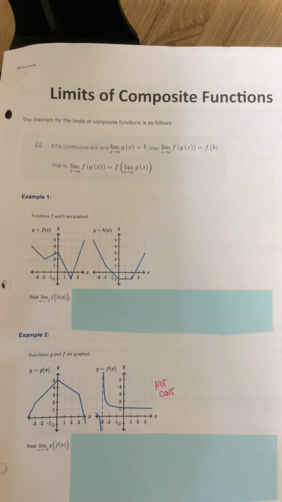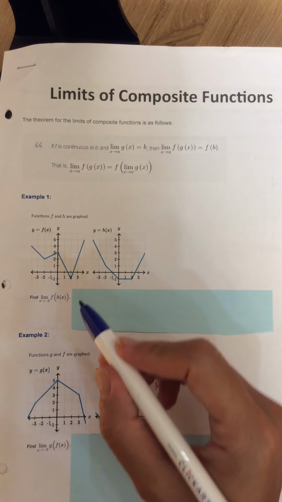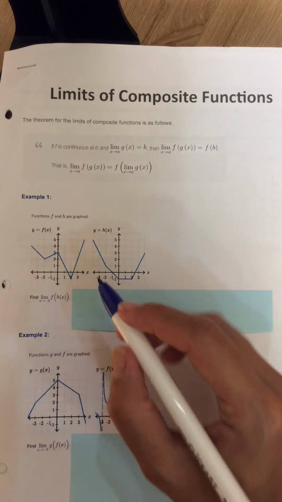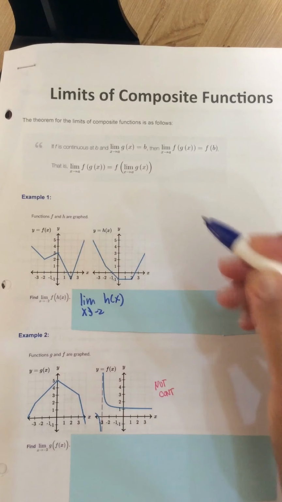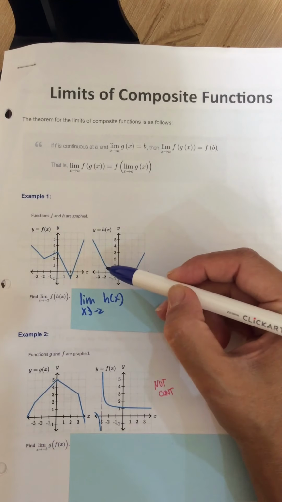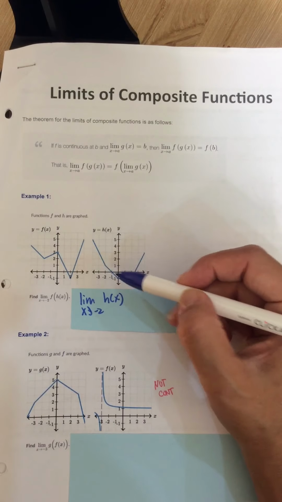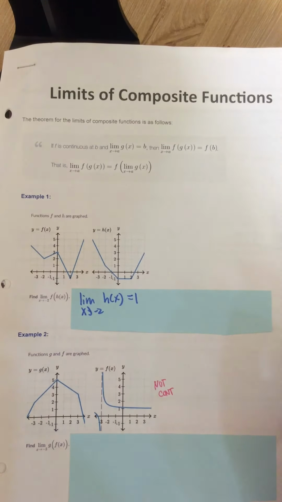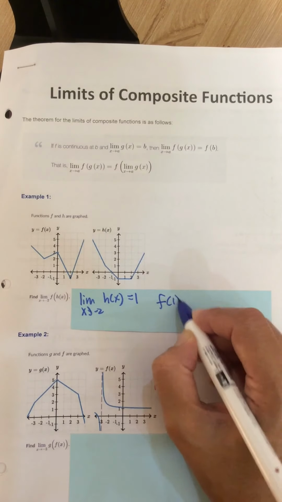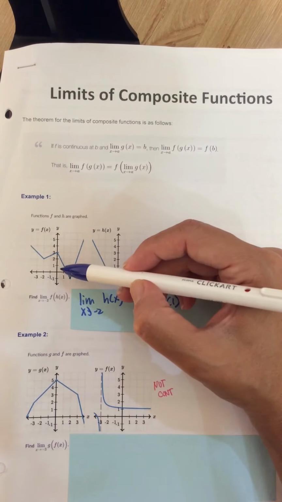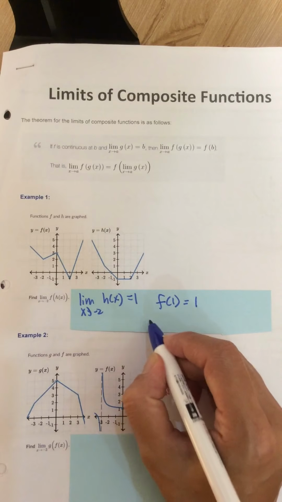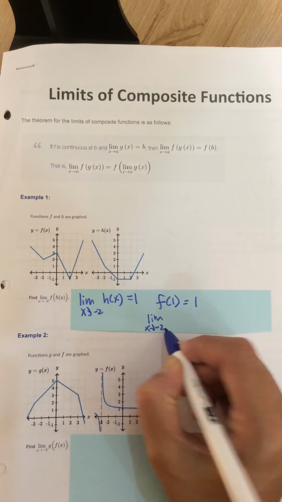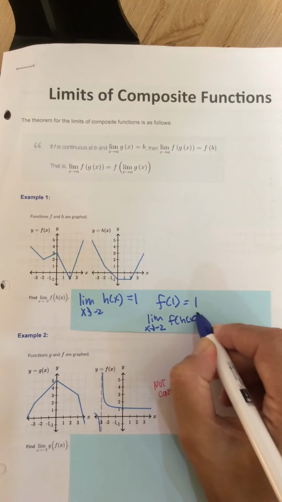So let's do some examples. Here are two functions, f and h. We are finding the limit of f of h of x when x approaches -2. So the first thing, remember, is to find the limit of the inner function. So h of x is here, x equals -2 is there, the limit at x equals -2 is 1. All right, now I just have to find f of 1. F of 1 is 1. So my answer here is that the limit as x approaches -2 of f of h of x is 1.